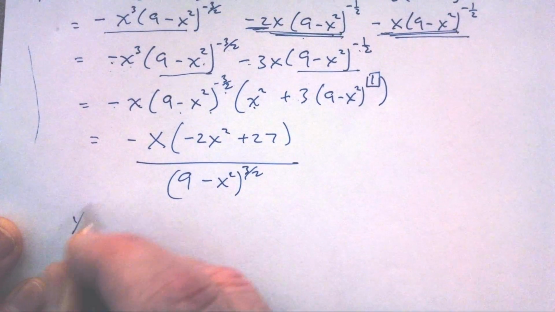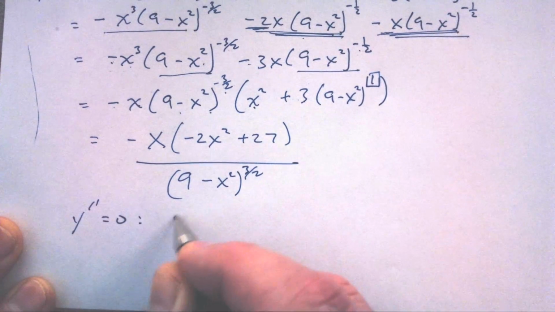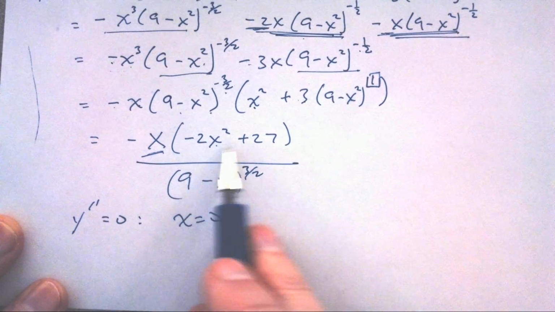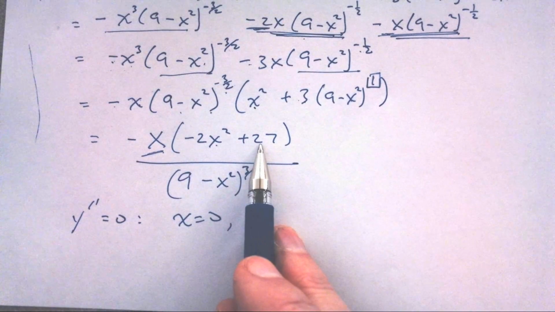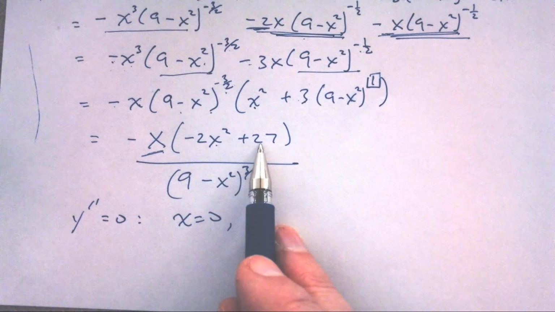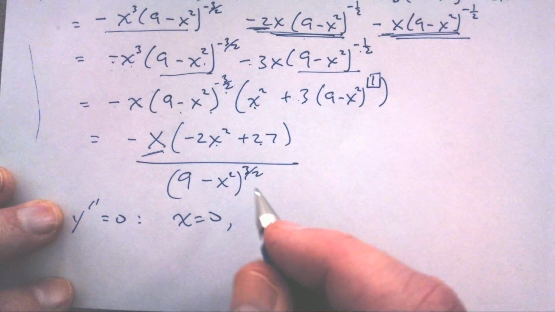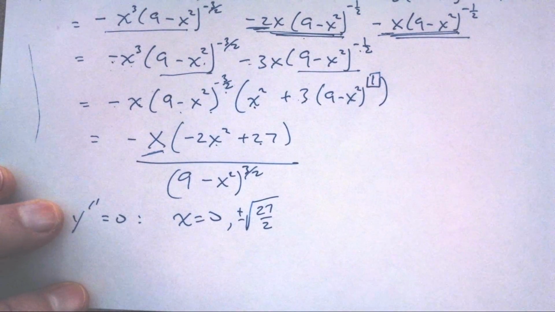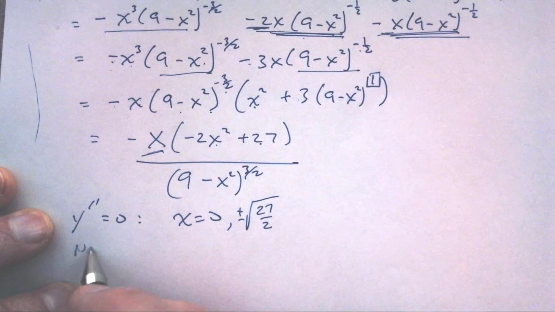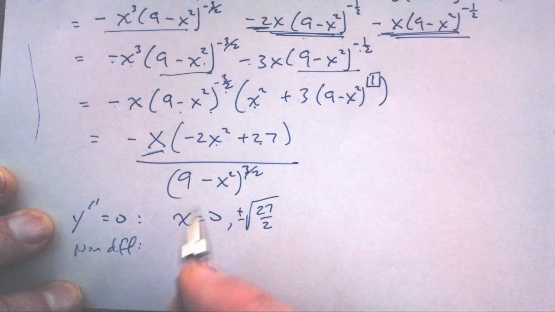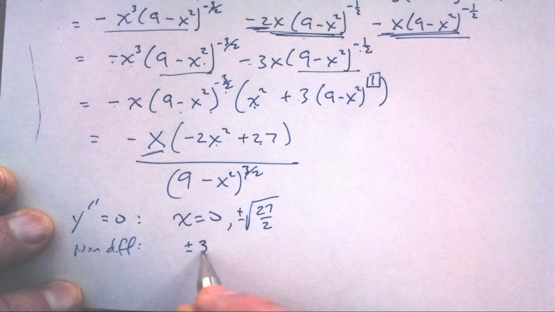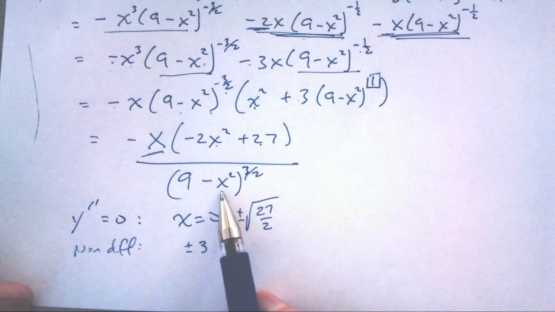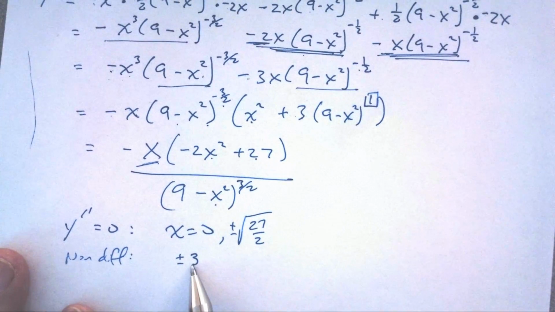So, when is the second derivative equal to 0? When x equals 0, or subtract 27, divide negative 2, so that's 27 on 2, take the plus or minus square root of. When are we non-diff? At plus or minus 3. We got problems there. In fact, might have more problems. Nope, because it's never going to be negative if we stay between plus or minus 3.